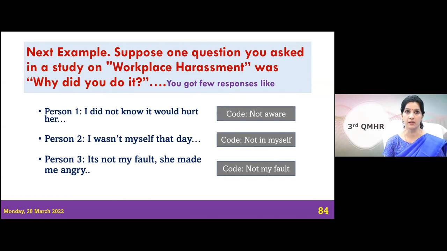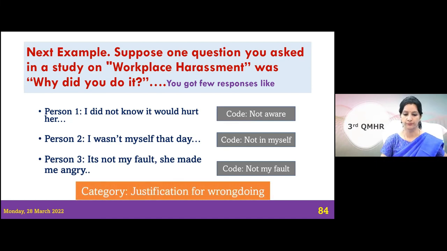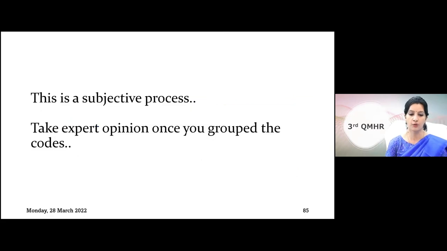She made me angry. So if the research question is perception of workplace harassment, and in answer to that the people are answering like that, then what will you do? The category will be justification for wrongdoing in this case. Because the person is saying that I did not know it would hurt, I wasn't myself that day, it is not my fault, she made me angry. So if I have to categorize it into one word, then what can I say? That it is the justification for wrongdoing.